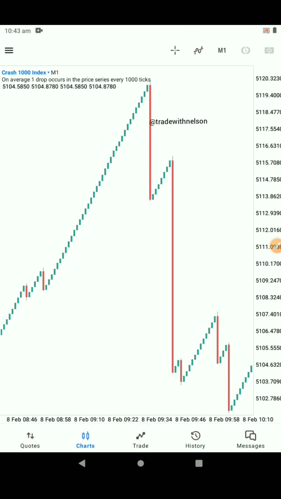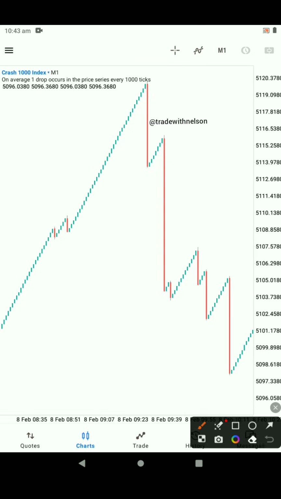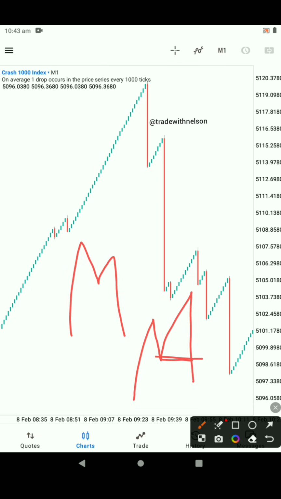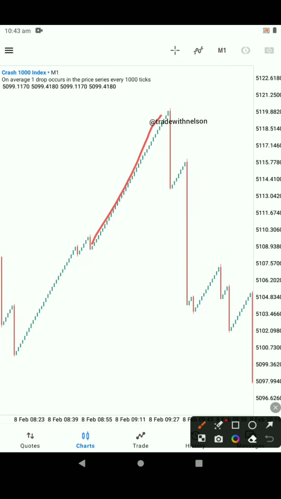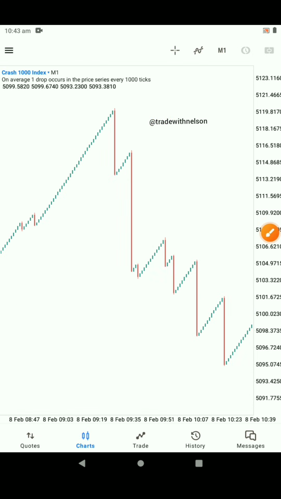So this is the crash market. Like I said, the first thing you look for is a pattern like this or a pattern like this. If you look carefully, we have this pattern over here. You see it, then it breaks this low. So once we have that, what will we do?